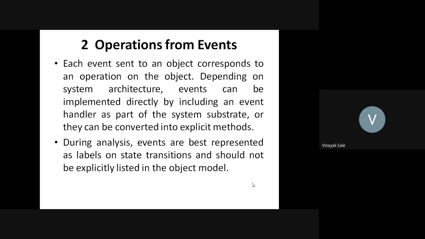Second is operations from events. Each event sent to an object corresponds to an operation on the object. Depending on the system architecture, events can be implemented directly by including an event handler as a part of the system substrate, or they can be converted into explicit methods. During analysis, events are best represented as labels on state transitions and should not be explicitly listed in the object model.